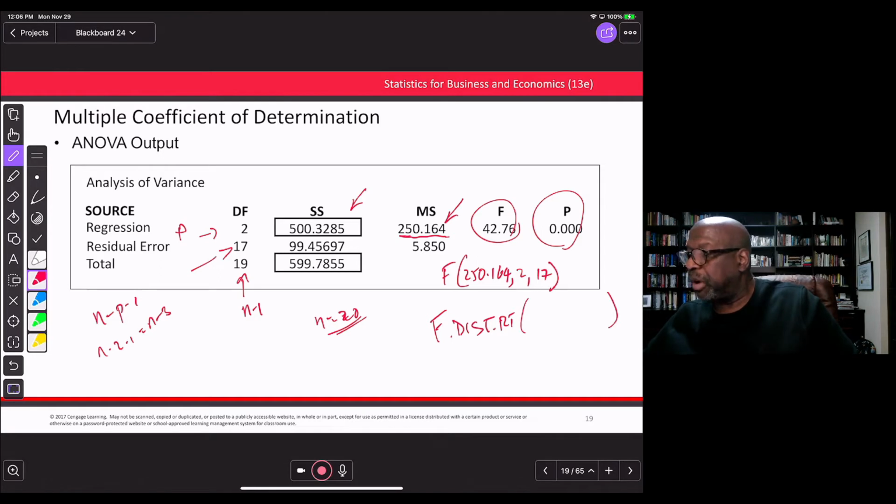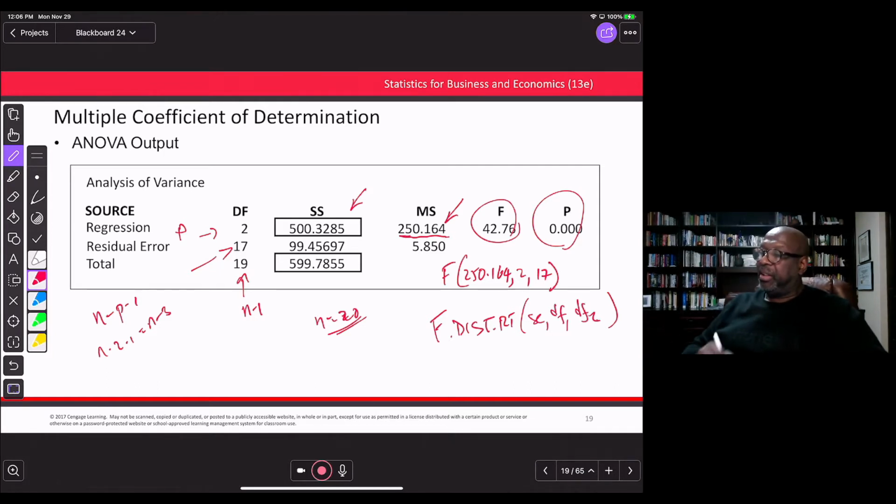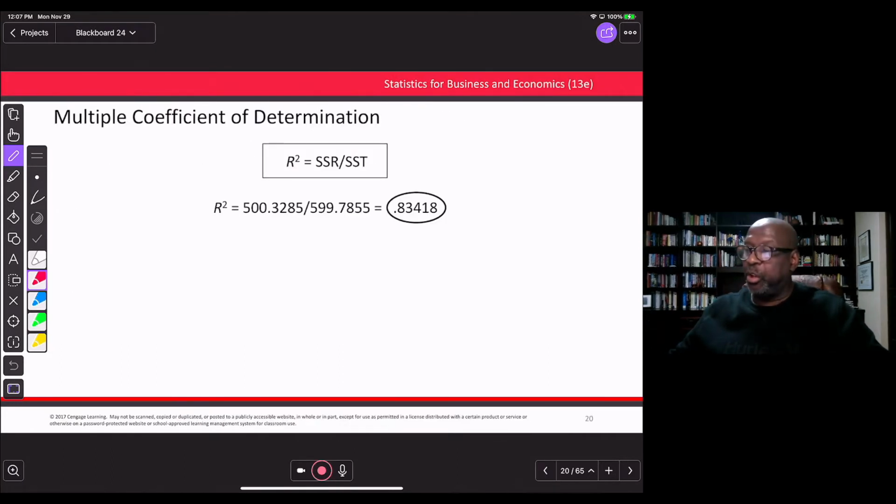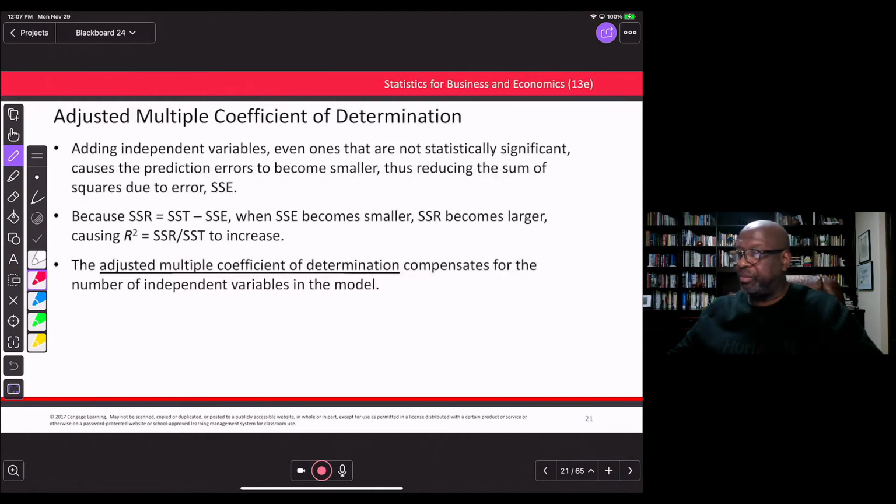And you put in those parameters right here, your X value, your DF1, and your DF2, okay? That's what you would actually use if you wanted to get this value in Excel for you. We could also get a coefficient of determination, and the coefficient of determination is SSR over SST, 0.83 in this particular case, which is pretty strong. 83% of the total variation values of y can be explained by this regression equation.